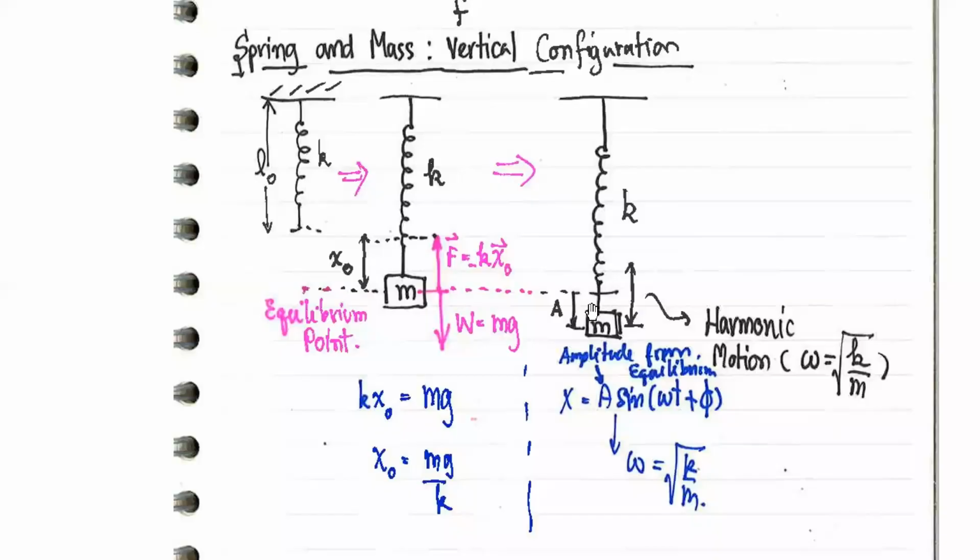Okay, let's get back again. So if you stretch it out a little, it will just go up and down, and the displacement here from the equilibrium point is in a harmonic motion form. So it's A sine omega t plus phi, where omega is the square root of k over m. Okay.